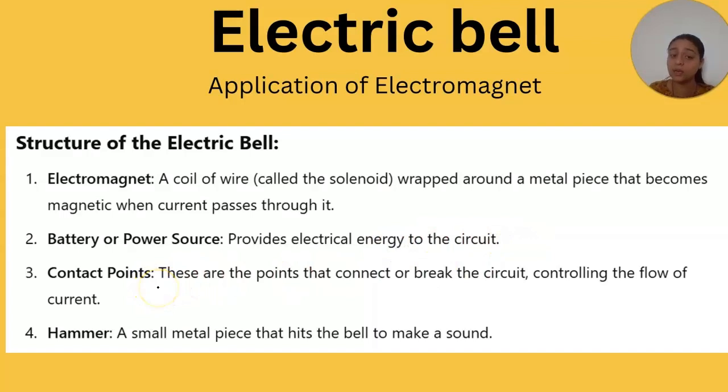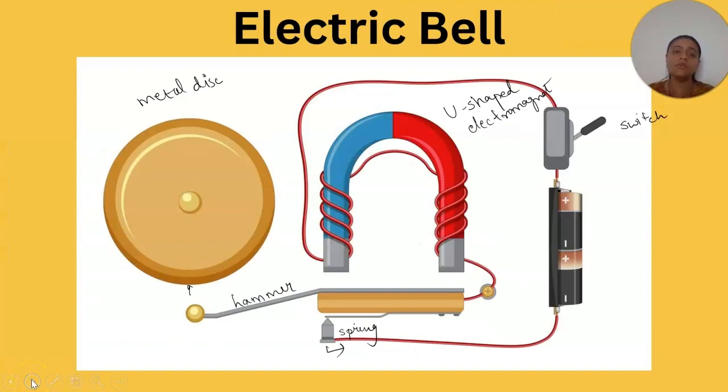And then you have the contact points. These are the points that connect or break the circuit, controlling the flow of current, right? The upper part of the iron rod, the magnetic piece, is connected with the hammer, which keeps on striking the metallic disc, and the lower one is connected with the spring. So these are the two contact points. And then the hammer, a small metal piece that hits the bell to make a sound. This is the structure of the electric bell. If they ask you to make a diagram, you can make it like this. It's an easy one.